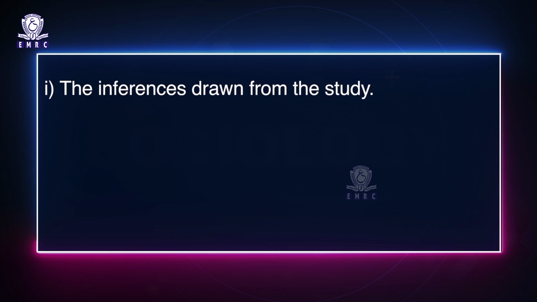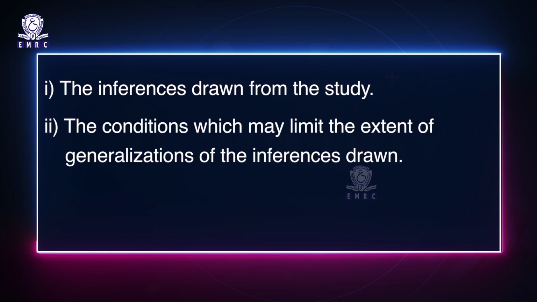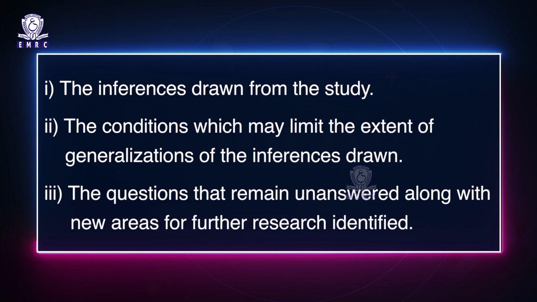The subsequent parts of the main text should present the major aspects of the study arranged in a logical sequence and split into appropriate sections and subsections. The interconnection between different sections should be properly maintained so that the report reads smoothly. The implications of the results of the study should be stated towards the end of the report. The implications of the results may comprise, firstly, the inferences drawn from the study, secondly, the conditions which may limit the extent of generalizations of the inferences drawn, and thirdly, the questions that remain unanswered along with new areas for further research identified.